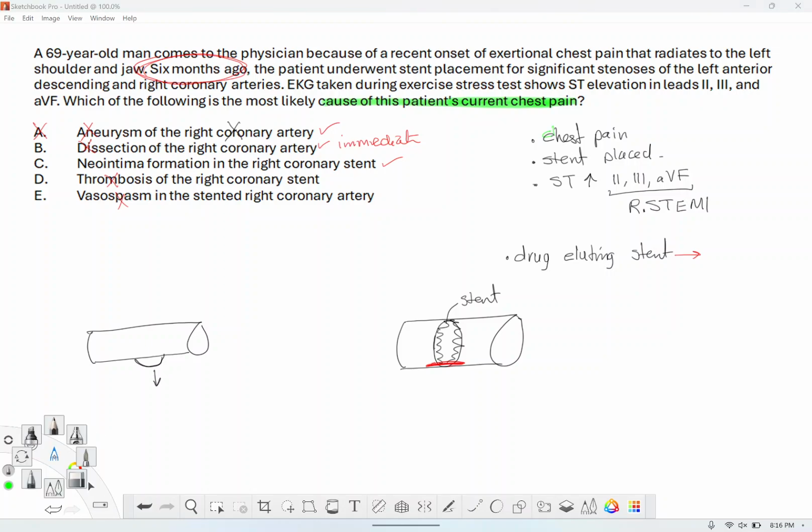This is a very common complication of stent placement. Okay, so stent placement can cause all these complications, but specifically over a long period of time, neointima is the most common.